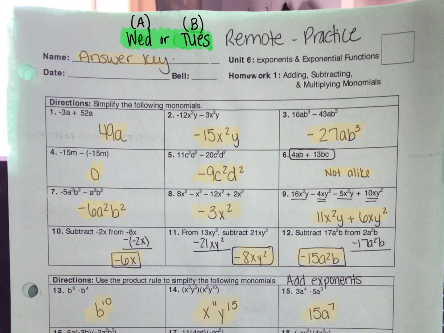Some other things, like number 6, you couldn't add those together and get 17 because they don't have the same variable combination, so they're not like terms. Some of you guys added your exponents, and remember when you're combining like terms, you do not add exponents.